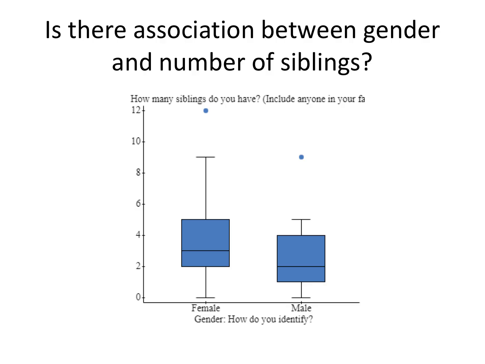Here's another example. This was looking at gender and how many siblings people have. And in this situation, I really wouldn't say there's much of a difference. We had a couple of outliers for the females, but there's not really a discernible difference between the distributions for males and females. The medians are pretty close, quartiles are pretty close.